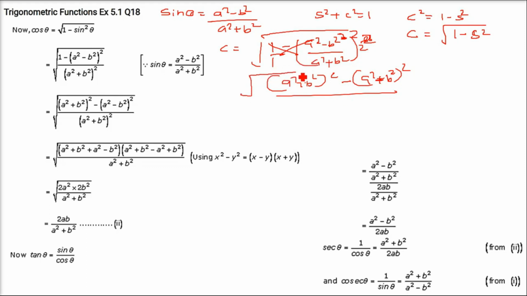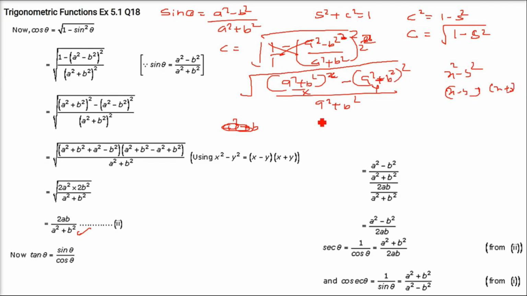So what you can do, let this be in the root, and this a square plus b square whole square, which is coming in the denominator, let us remove the root. It will be a square plus b square only. So I am just solving the numerator first, because in the denominator you will get a square plus b square. So let us solve this. This is a square plus b square whole square, and this is minus a square minus b square whole square. So this is x square minus y square, where x is a square plus b square and y is a square minus b square. X square minus y square is x minus y, x plus y.